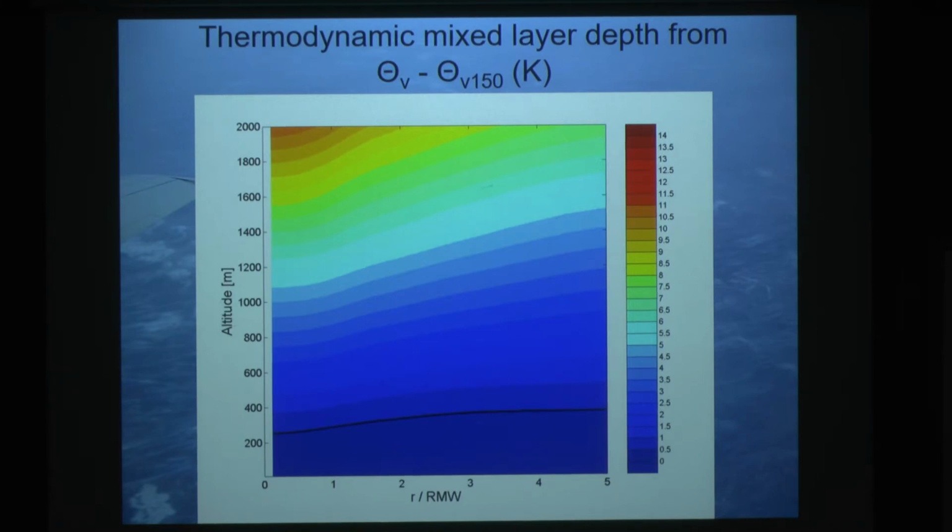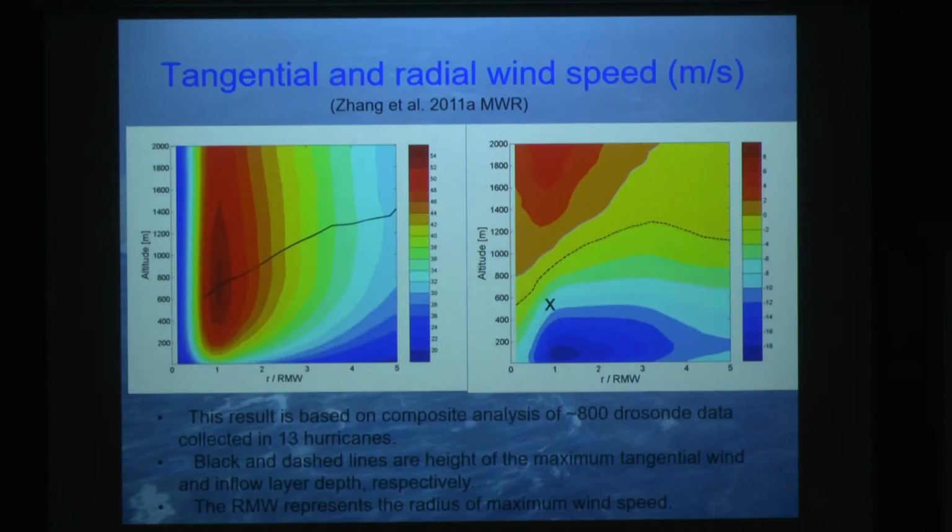So we see actually the thermodynamic mixed layer is much shallower than the kinematic boundary layer I showed in the previous slide. The thermodynamic mixed layer is on the order of 300 to 400 meters. It also decreases toward the storm center. So this change of the boundary layer height with radius actually agrees with the dynamical scaling.